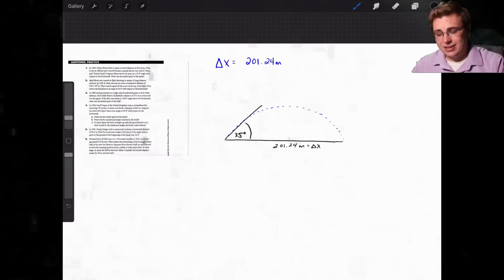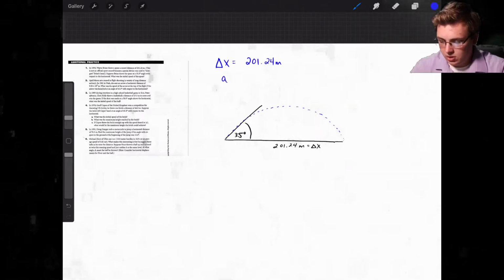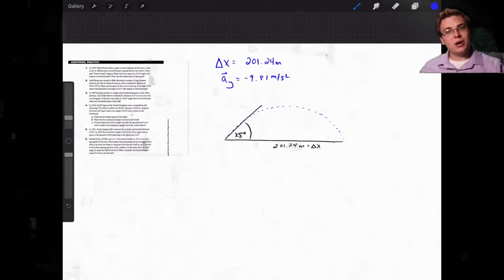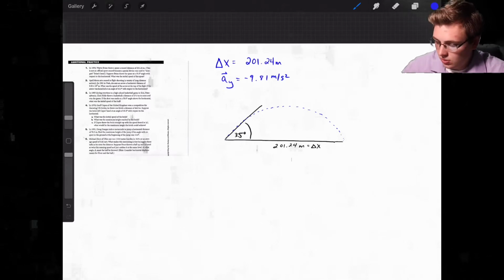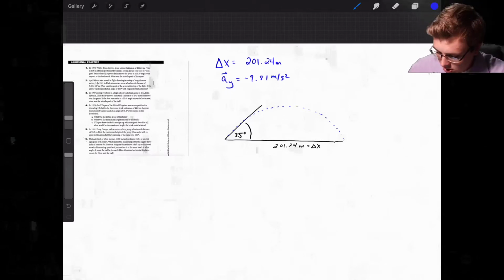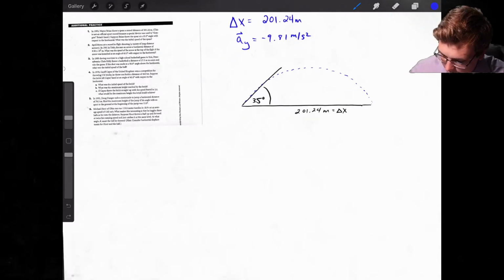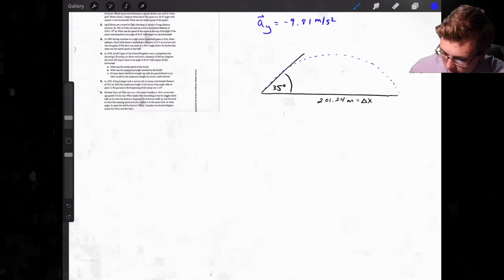Now you might think that's not a lot of givens. We can also say our a in the y direction is negative 9.81 meters per second squared. But other than that, we don't really know much. So what do we need to do? We need to use two equations. We're going to start off in the horizontal direction.